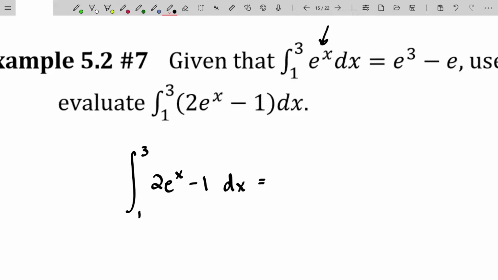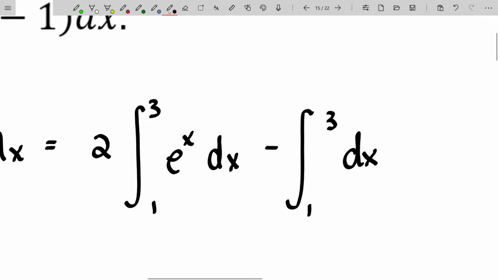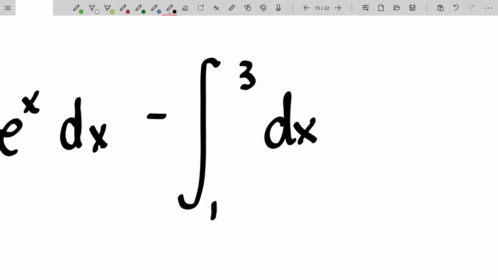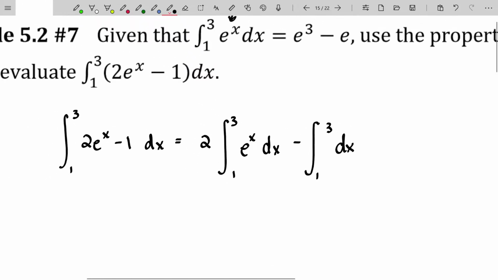Properties of integrals tells us that we can break this apart pretty quickly into 2 times the integral from 1 to 3 of e to the x dx, minus the integral from 1 to 3 of 1 dx. You'll often see people write this as just the integral from 1 to 3 of dx. I hated that when I was a student. I would always write a 1 in here, so you can if you want to. It doesn't really matter. It's the same thing, right? 1 times dx is the same thing as dx. But just letting you know.